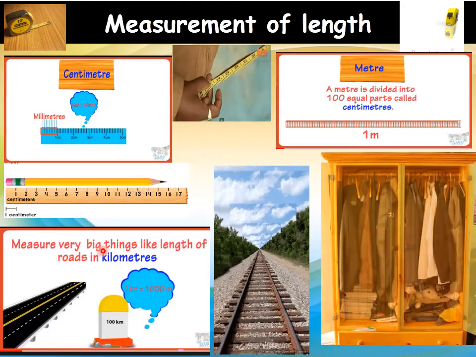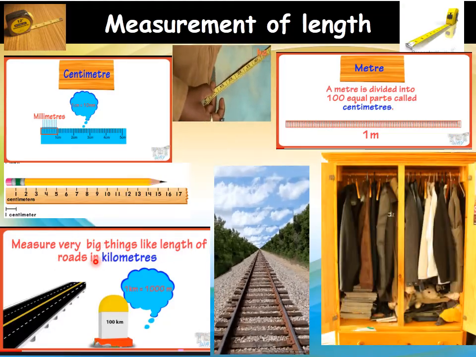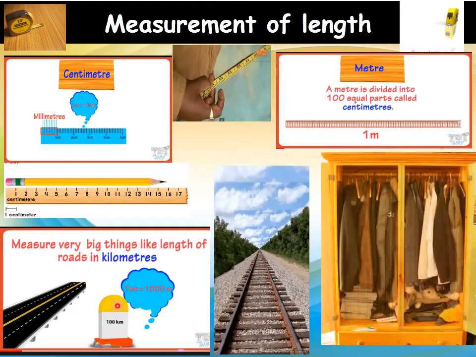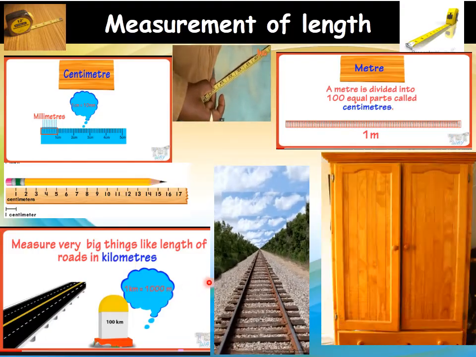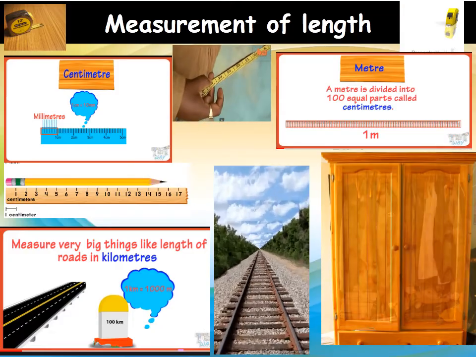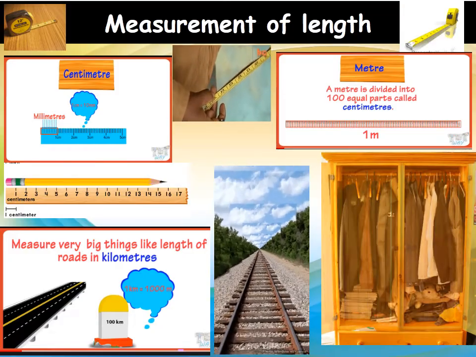We measure very big things like length of roads in kilometers. 1 kilometer is equal to 1000 meter. The length of this railway track is also measured in kilometer unit. Hope you understood, children.